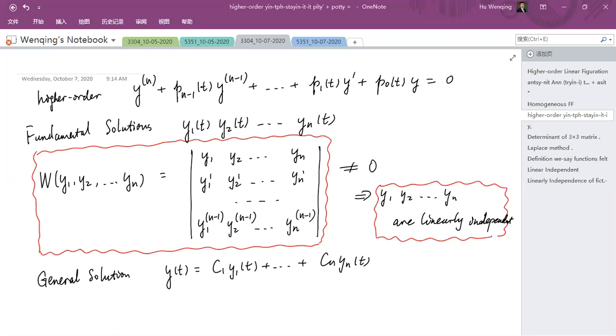So the only remaining problems are two. First of all, if you have a higher order equation, how do you find the fundamental solutions? The second question is, if you have a higher order non-homogeneous equation, how do you find the particular solutions? As long as you solve both of these questions, you can combine them and you're going to have the general solution for the non-homogeneous problem. These are going to be the themes of our upcoming lectures, during which we're going to discuss all these problems.